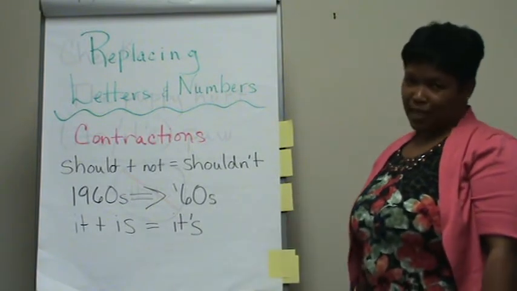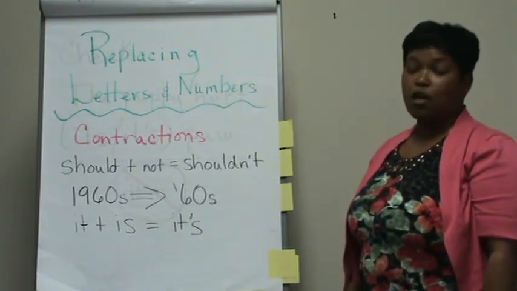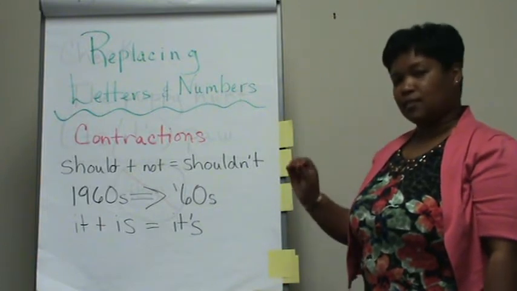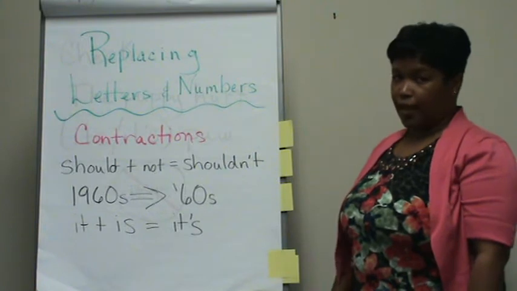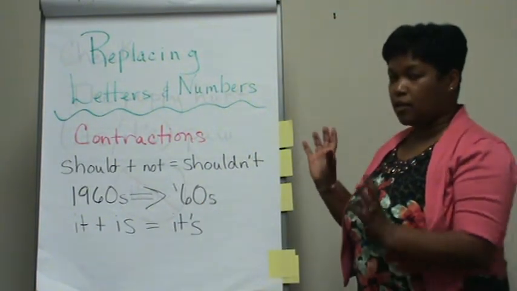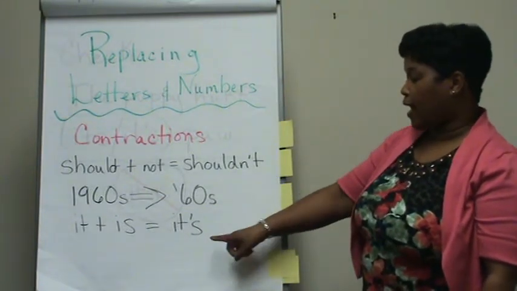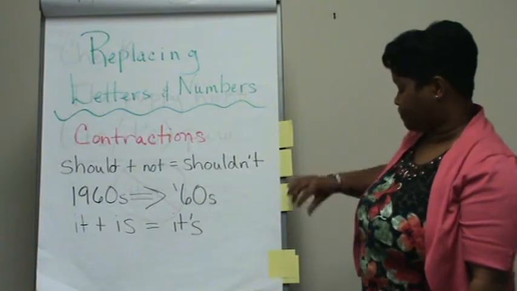So getting back to its. Its, when you have a possessive pronoun, represents something that is not a person possessing something else. It's, as a contraction, on the other hand, represents the words it plus is being smushed together to form it's. And so in this case, you have it apostrophe s to represent the missing I.